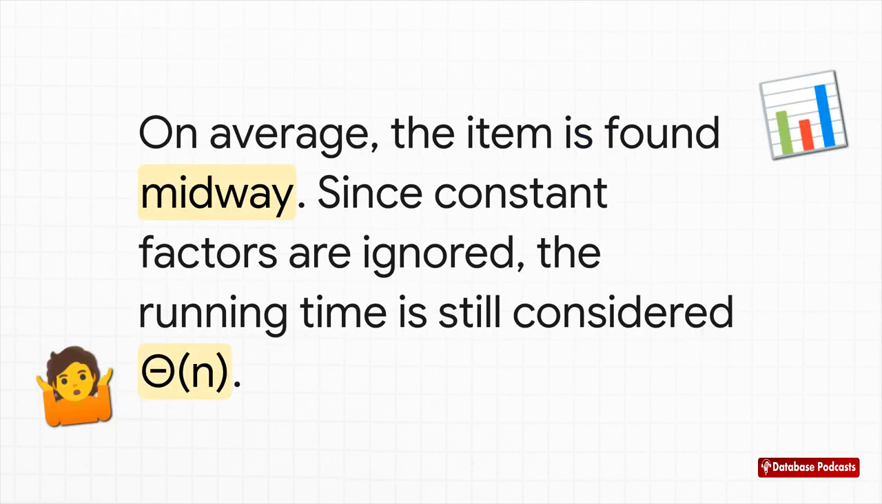So what about the average case? Most of the time, you'll probably find the item somewhere in the middle. You might check about half the items, right? So n divided by 2. But remember how we dropped those constant factors? That 1/2 is a constant. In the grand scheme of things, it doesn't change the fundamental growth trend. The runtime still grows linearly with n, so we say the average case is also theta of n.